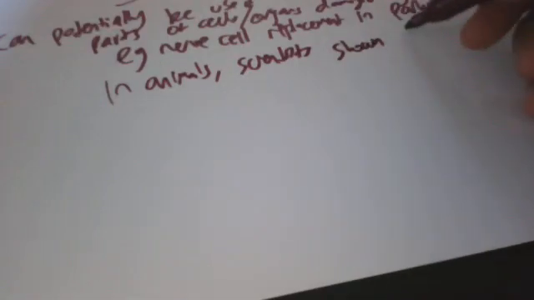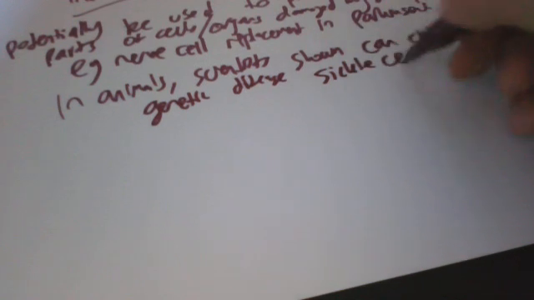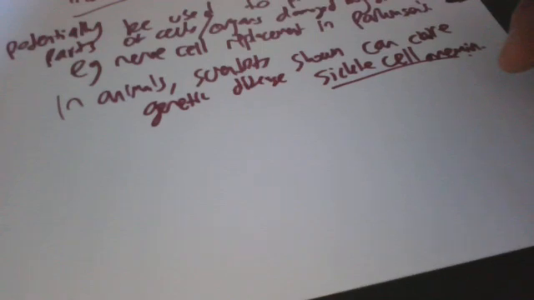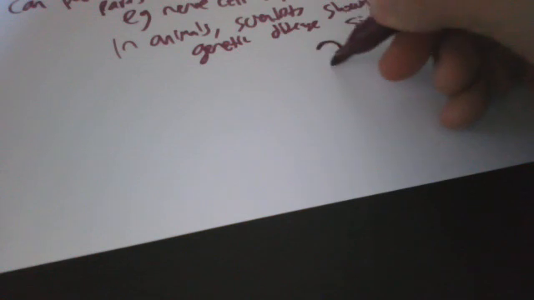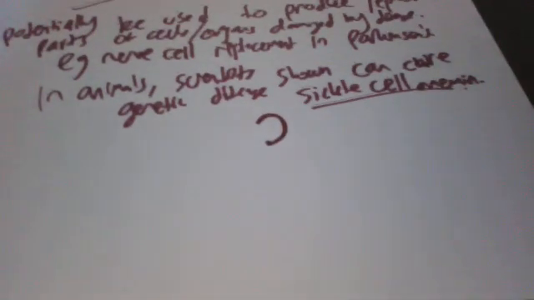In animals, scientists have shown that they can cure a genetic disease called sickle cell anemia. Sickle cell anemia, if you remember, is when the cells become sickle in shape, like this, and they clog up the arteries, and they cause a deficiency in red blood cells. And unfortunately, people with this disease die at a young age.